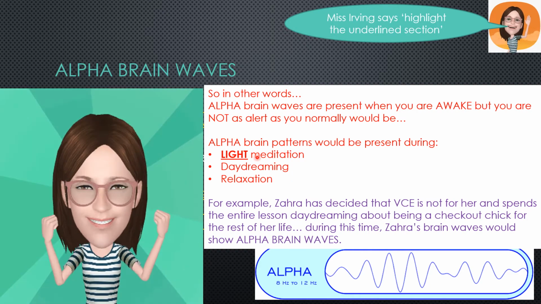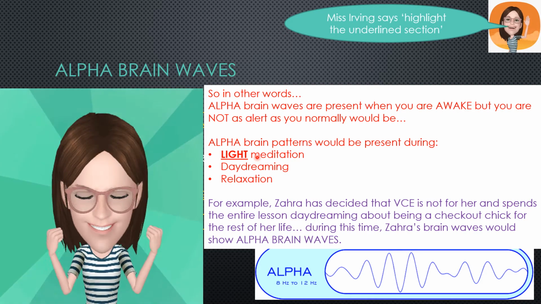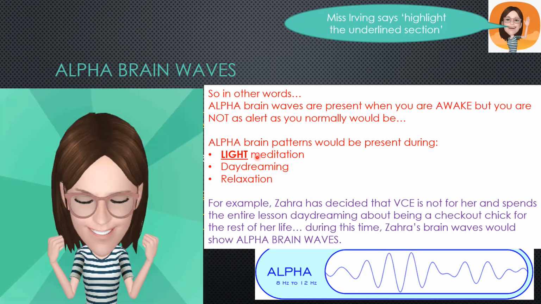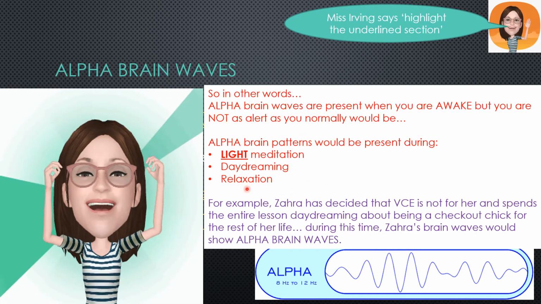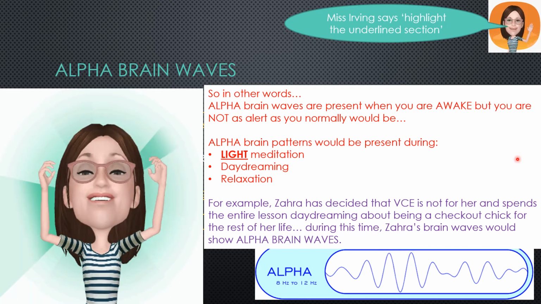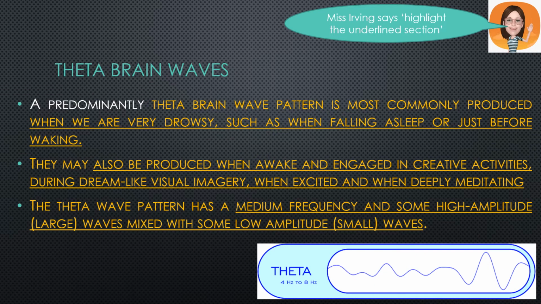So for example, Zara has decided that VCE is not for her and spends her entire lesson daydreaming about being a checkout chick for the rest of her life. During this time, Zara's brainwaves would be showing alpha brainwaves. So please make sure you know that that's what they've focused on this year, right? Because they've eliminated other reasons to know the brainwave patterns.